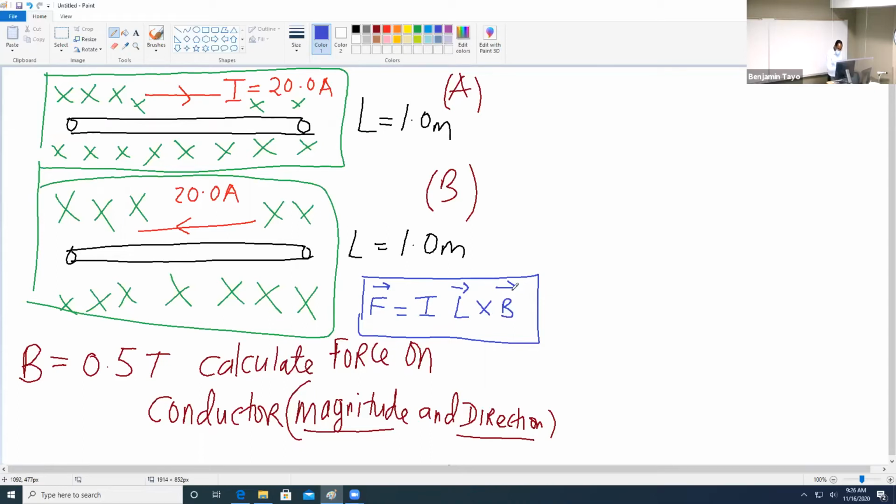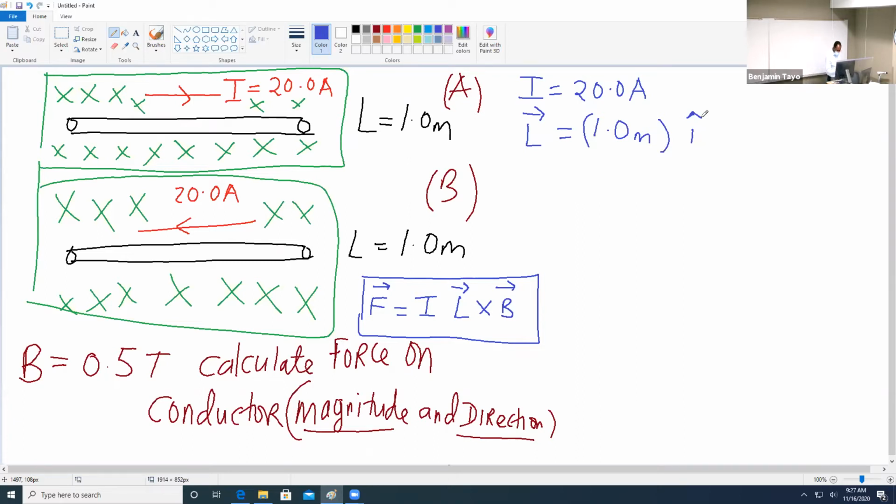So if I were to solve part A, I'll go ahead and write my current here is 20 amps. My length vector is the total length, which is 1.0 meters. And this is pointing in the I hat direction, because the length vector is pointing in the same direction as the current. So this is 1.0 meters, but pointing in the I hat direction.